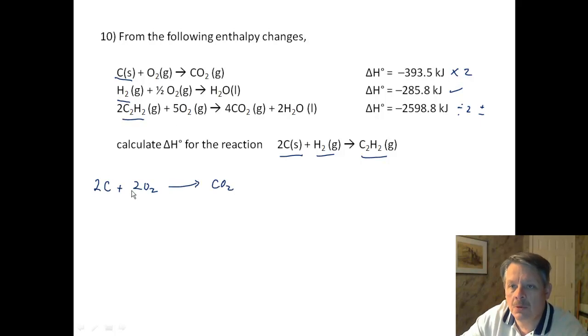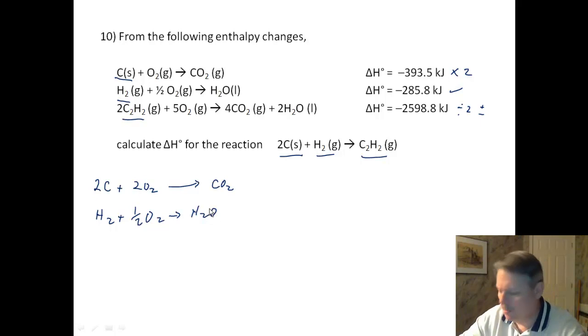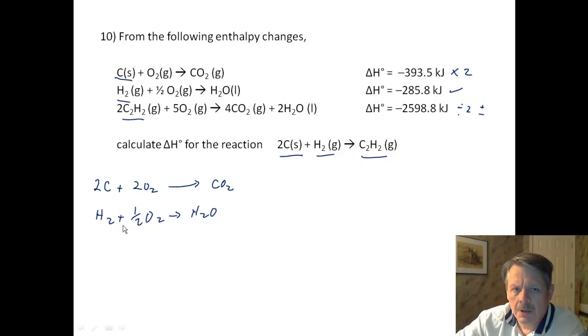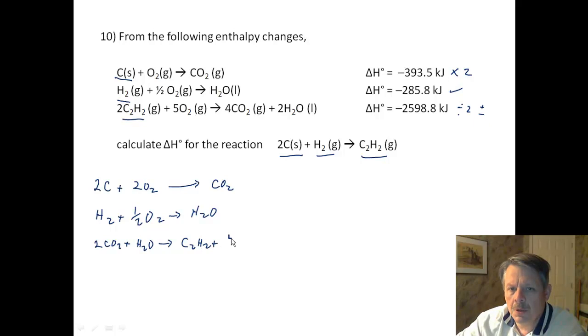My second one is fine as is, so I'm not going to change it. H2 plus half an O2 gives me H2O. And my third one, I have to flip around, and I have to divide by 2. So I'm going to flip it around, so I'm going to start over here. So it's 2CO2 plus H2O give me C2H2 plus 5 halves O2.